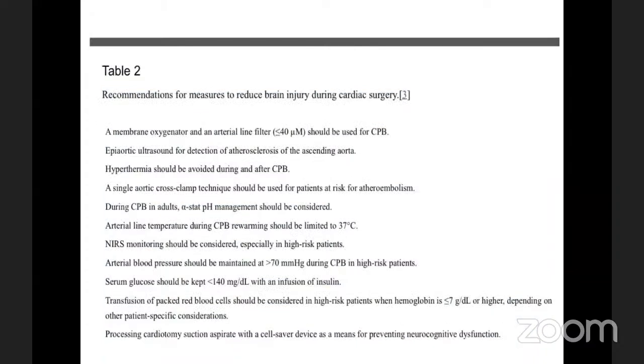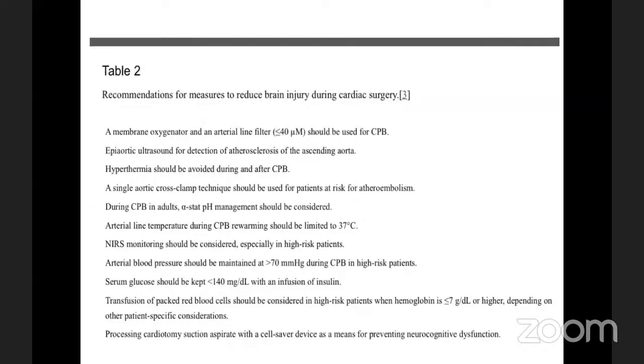These are some recommendations also from the same website. So during deep hypothermic circulatory arrest, you have to take multiple things into consideration, so you can protect the brain, you can protect the patient, and you avoid the major complications that are going to happen after the surgery. So membrane oxygenator, arterial filter, epiaortic ultrasound to detect any atherosclerosis of the aorta. You can use it as a strategy to prevent dislodgement of the atherosclerosis. Hyperthermia, you should avoid that. We are going to talk about it.